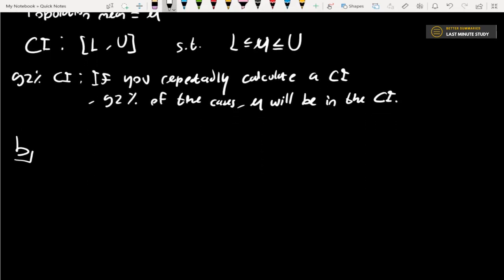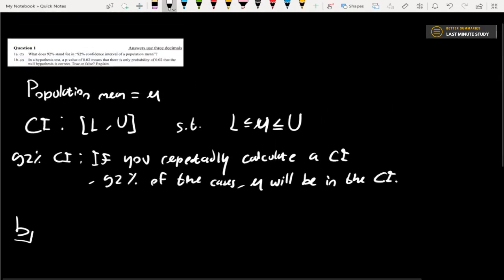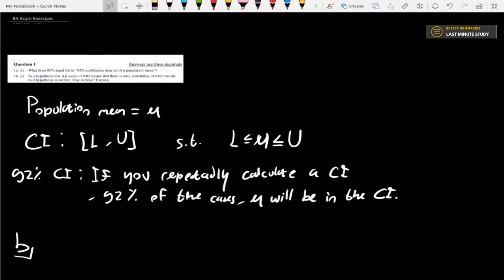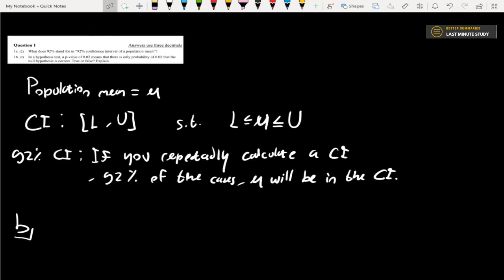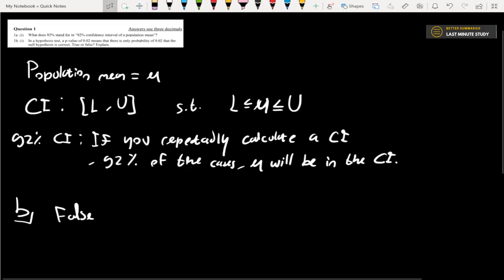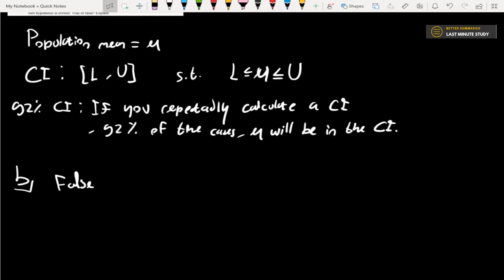That was rather quick. For part B, what's asked? In a hypothesis test, a p-value of 0.02 means there is only probability of 0.02 that the null hypothesis is correct. Well, is it true or false? I'd suggest you think about it. Well, it's false, of course, right? Because what was the p-value?